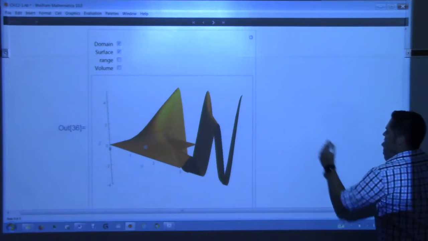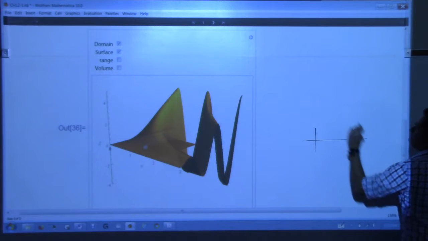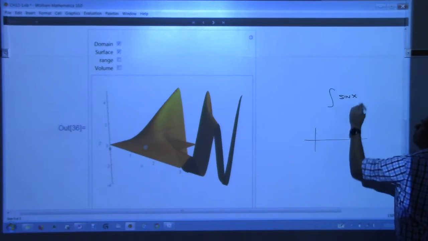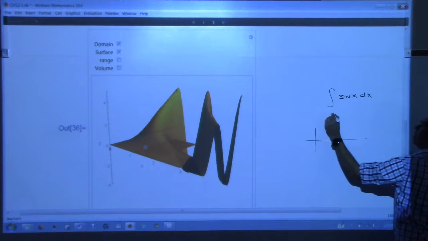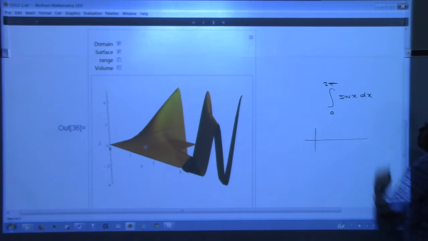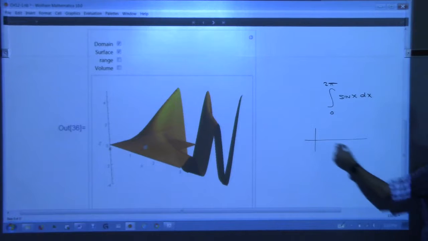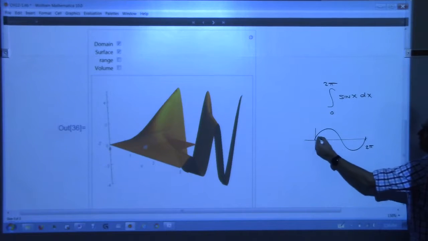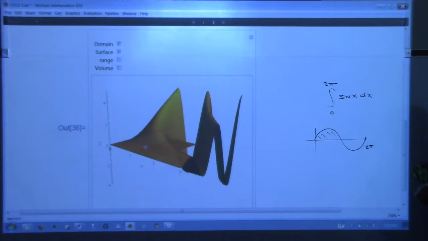Like in Cal 2, if you were asked to integrate sine x dx on the interval 0 to 2 pi, what would your answer be? 0. It would be 0, because the sine curve on 0 to 2 pi, you get area here which is considered positive, and then area here which is considered negative area. And so if you actually do this antiderivative, you get 0, right?